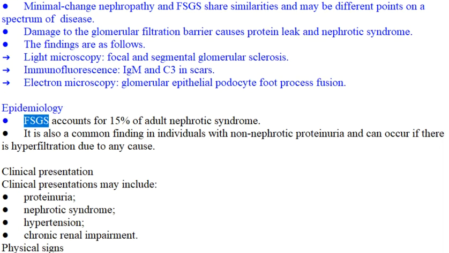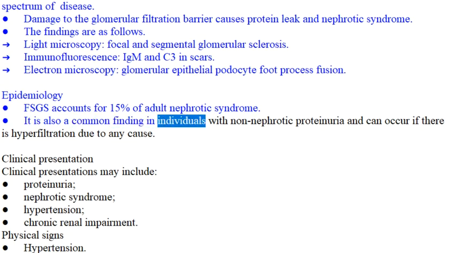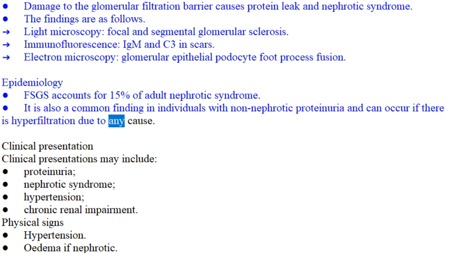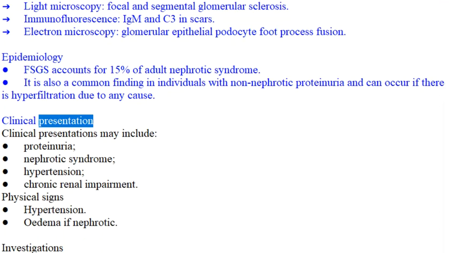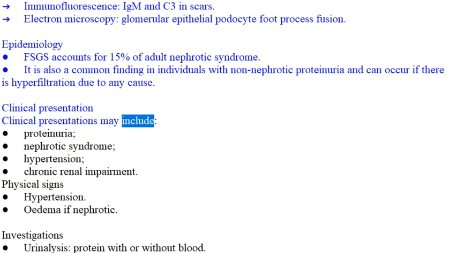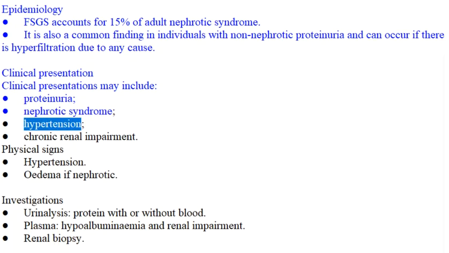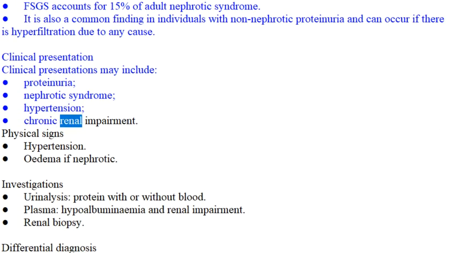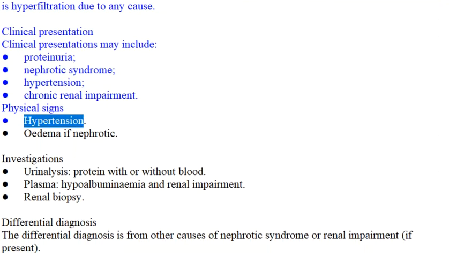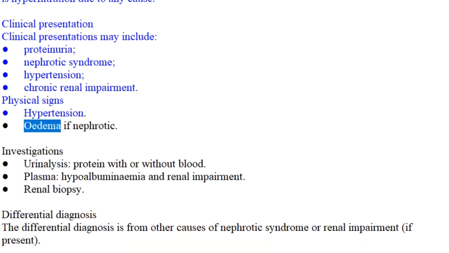Epidemiology. FSGS accounts for 15% of adult nephrotic syndrome. It is also a common finding in individuals with non-nephrotic proteinuria and can occur if there is hyperfiltration due to any cause. Clinical presentation. Clinical presentations may include proteinuria, nephrotic syndrome, hypertension, chronic renal impairment. Physical signs. Hypertension. Edema if nephrotic.